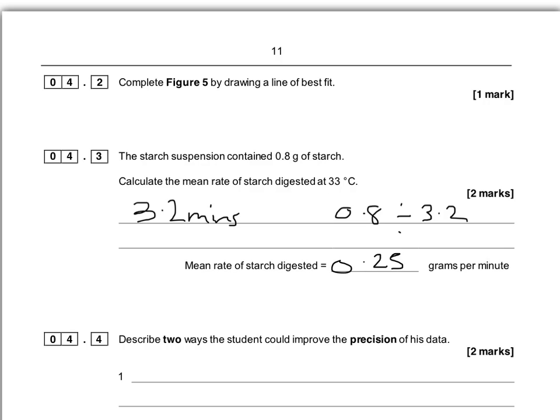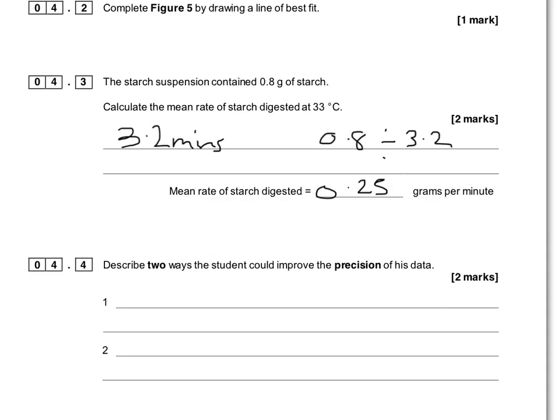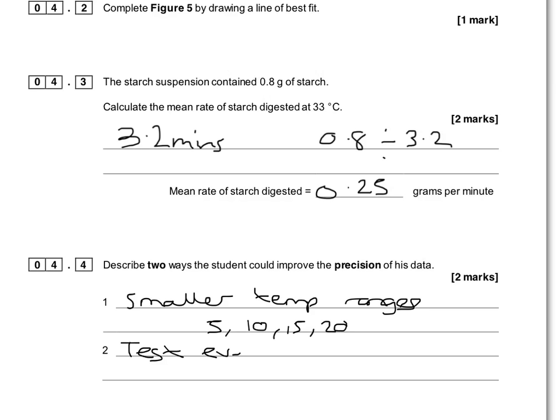Now, 2 ways that you can improve the precision of the data. You could do smaller temperature ranges. At the moment it's done every 10 degrees. You could do it every 5 degrees, so you could do 5, 10, 15, 20, etc. And at the moment the solution is tested every 30 seconds. You could test the solution to see whether the starch is broken down maybe every 10 seconds instead, to have smaller time intervals.